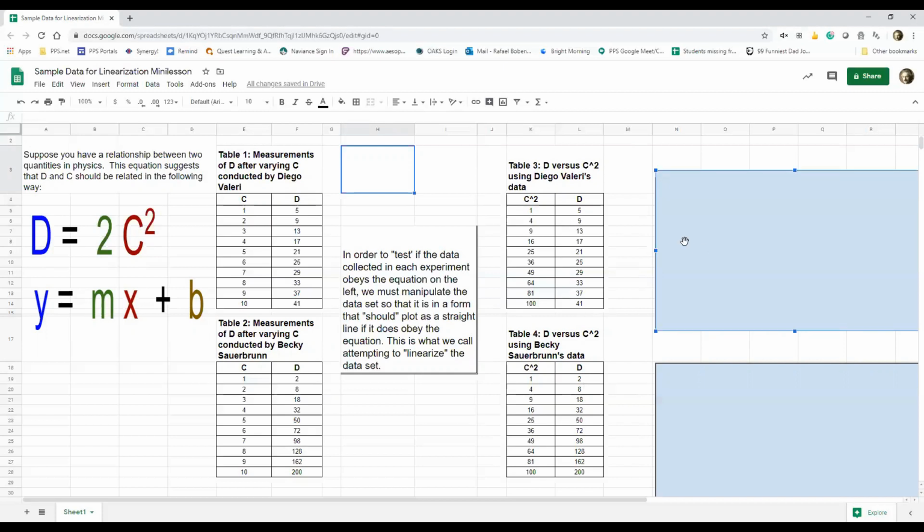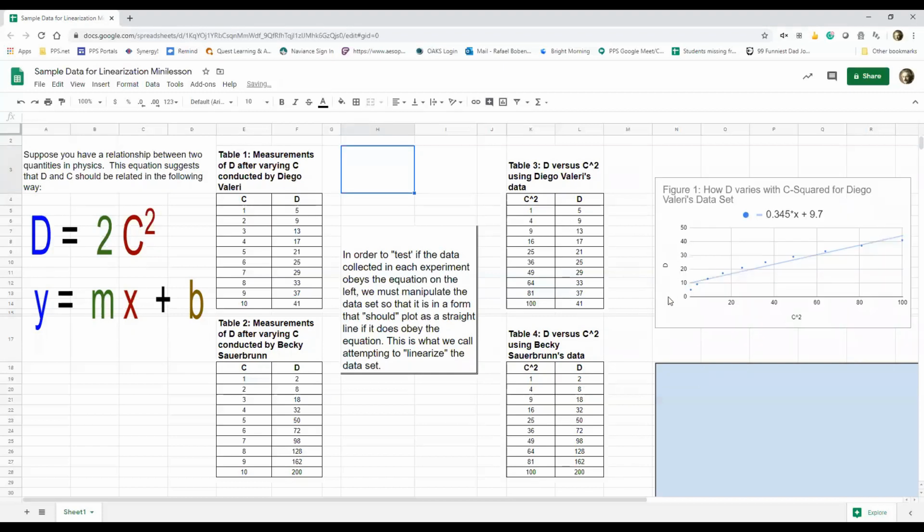So here we go. Let's first unveil Diego Valeri's. Again, on the x-axis, I plotted C squared. On the y-axis, I plotted D. Now notice what happens here: I get something that does not look very linear. In fact, if you look at these data points, there's clearly something a little different going on here.